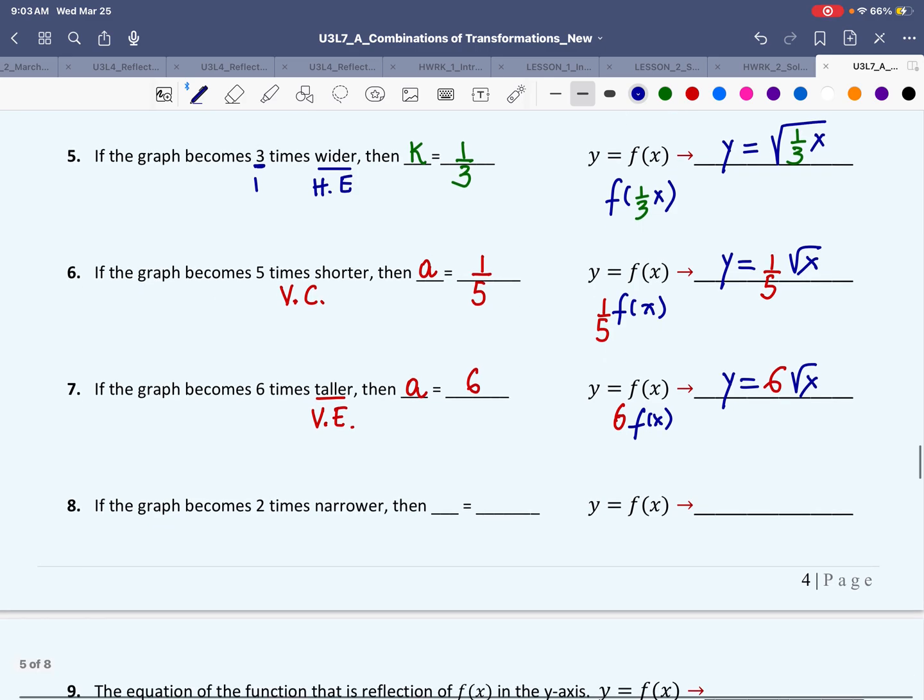Next, we have the graph becoming 2 times narrower. So that's a stretch in the horizontal direction, and then when it gets narrower, it is a horizontal compression.